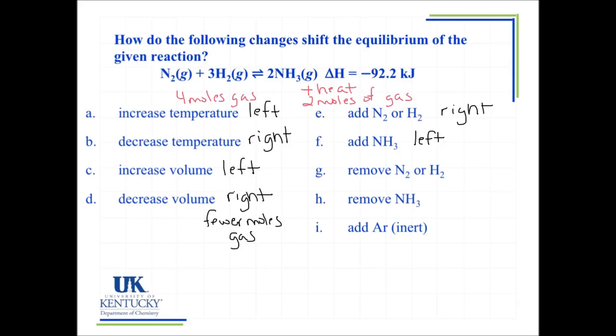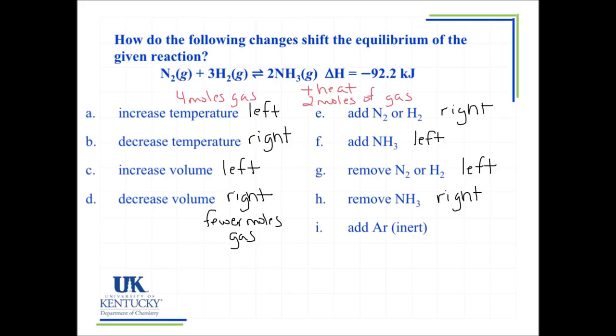We see just the opposite happening when we remove N2 or H2, or remove NH3. If I remove N2 or H2, one of my reactants, I now don't have enough N2 or H2 to be at equilibrium, and the reaction will proceed in order to make some more N2 or H2 to make up for that loss, so it will shift towards the left. If I remove NH3, I now don't have enough NH3 to be at equilibrium, so the reaction is going to shift to try to replace some of that lost NH3, so it will shift to the right.